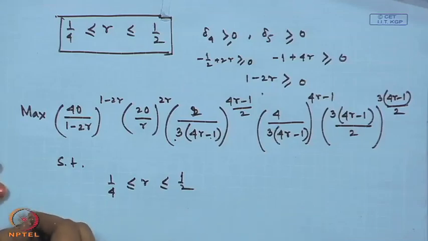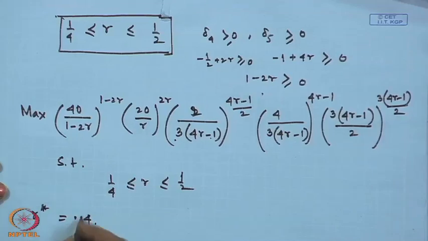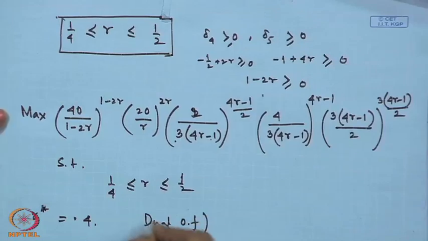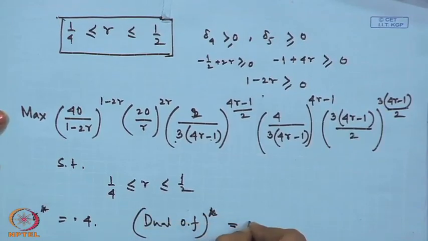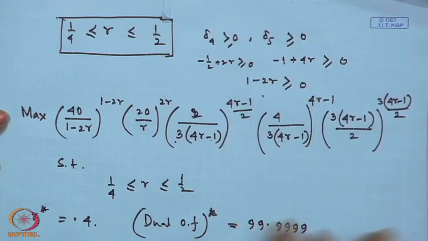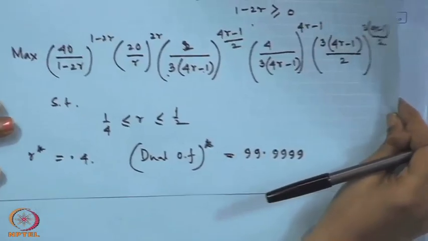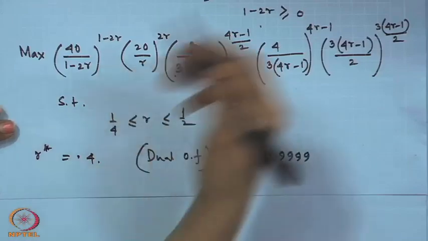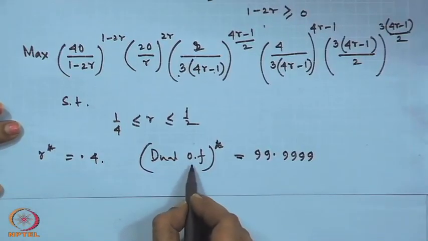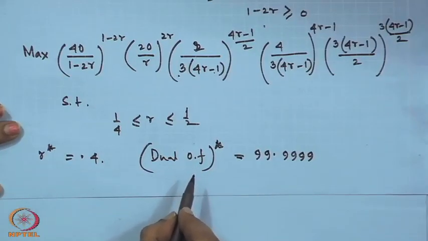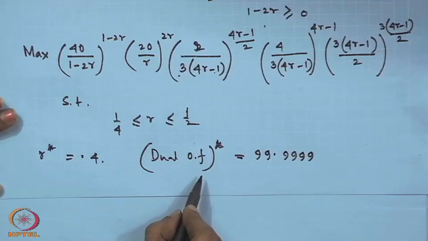We can get the value for r star equal to 0.4. Once we get the value 0.4, the dual objective function at the optimal level would be 99.9999, and from here we will get the values. Once r is fixed, we can get the value for delta 1, delta 2, delta 3, delta 4, delta 5, all the values. And once we know the dual objective functional optimal value, this is the optimal value for the primal as well.